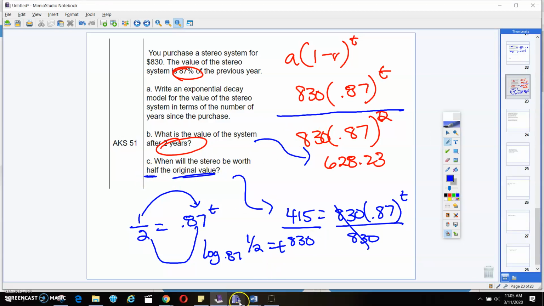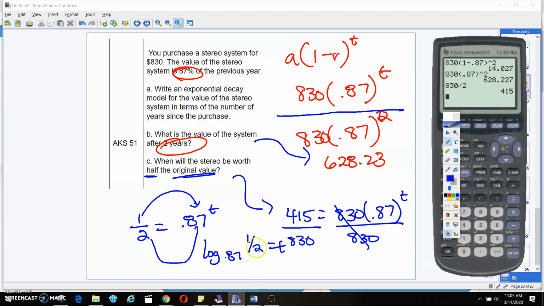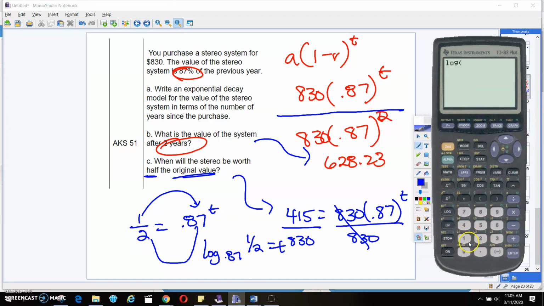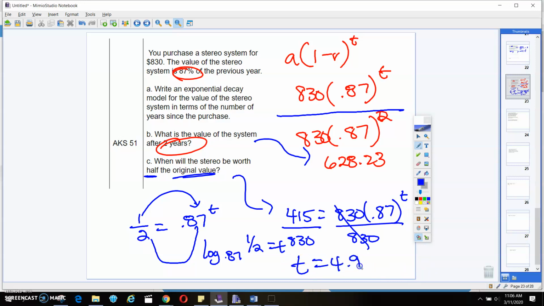Okay? So if I put this into my calculator, I'm going to say log of 1/2 divided by log of 0.87, close parentheses. Make sure that you use your parentheses. And that's going to be t equals 4.97 years. So in about 5 years, it's going to be half the cost, right?